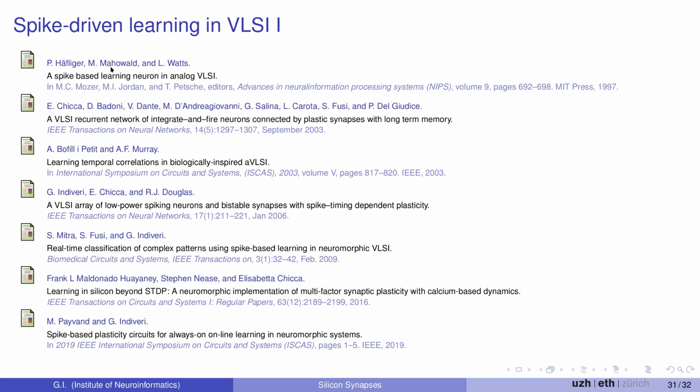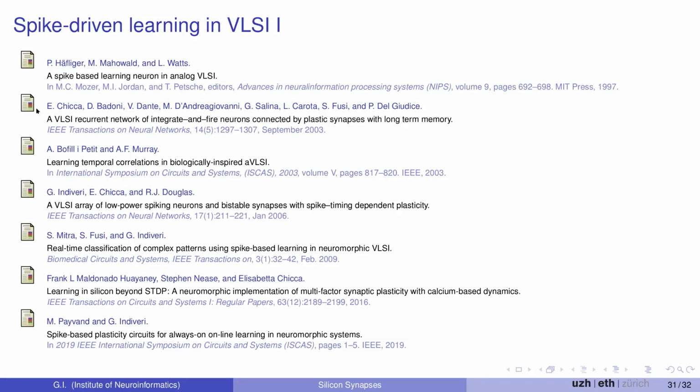So Philip Hafliger and Misha Mahowald. Misha was one of the founders of the institute. They were the first to propose a spike-based learning circuit that was actually predicting the existence of STDP. This was before STDP was even invented or found. Actually, it was the same years, but the work goes back to a year before with Misha and Philip. And then shortly after, Henry Markram and Bi and Poo found in biology an equivalent mechanism that was actually designed in CMOS before.